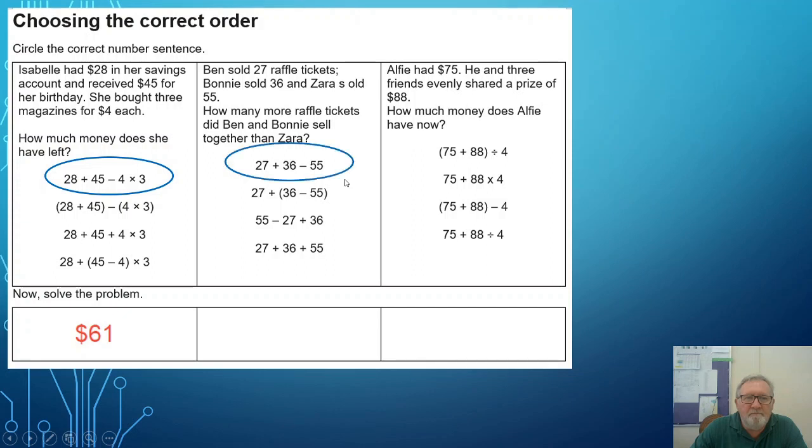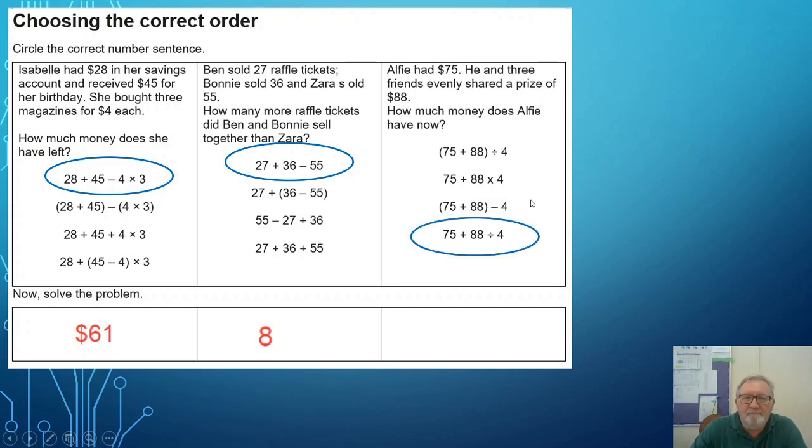Let's have a look at the second problem. Again, it's the first one. Ben sold 27. There it is there. Bonnie sold 36. There it is there. Zara sold 55. Now the relationship is how many more did Ben and Bonnie sell together? The together gives us the addition, and how many more than Zara? We're taking away Zara's amount. And so, 27 and 36 is 63. 63 take 55. Your answer was 8.